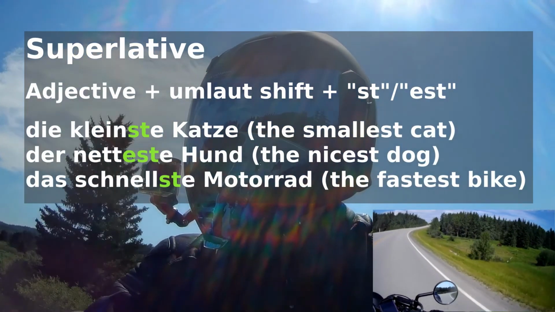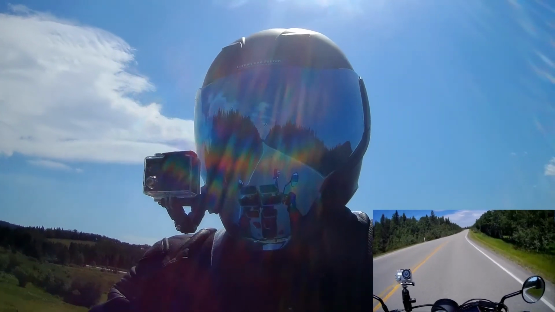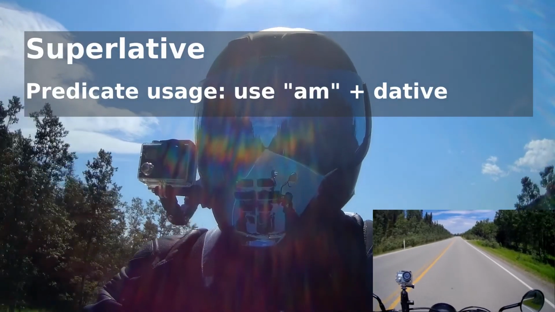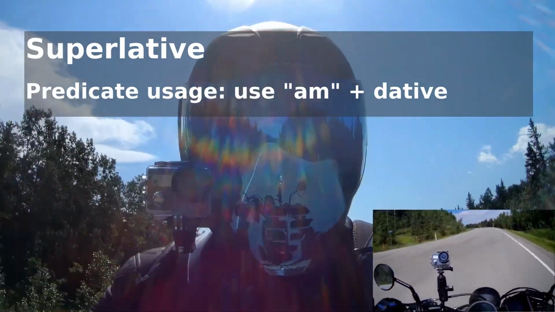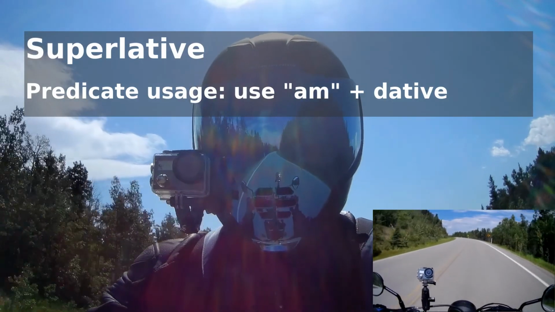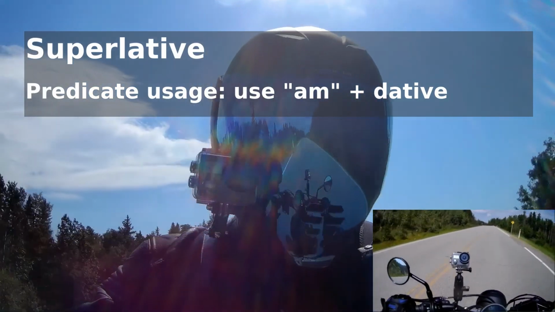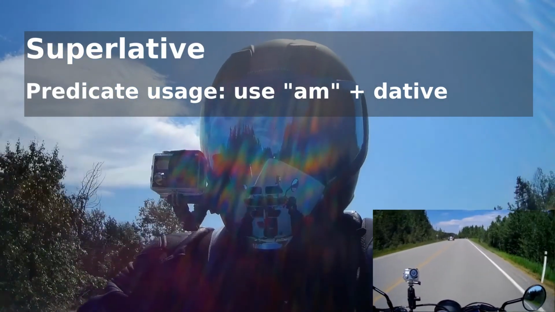Great. Now when we switch to predicate usage in the superlative, something kind of weird happens in German. We have to use am. Am is a contraction of an dem. Literally that means at the. We don't do this in English. We do use the definite article in English. You would say, this motorcycle is the fastest. Okay, great. But we don't use a preposition with it. They do in German. I don't know why. It's weird. Don't try to translate it literally.